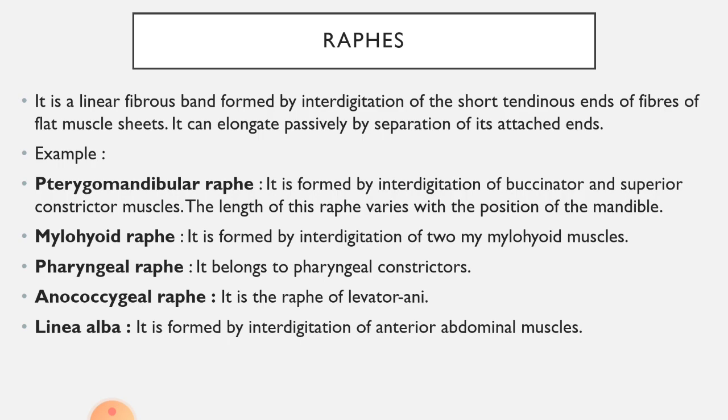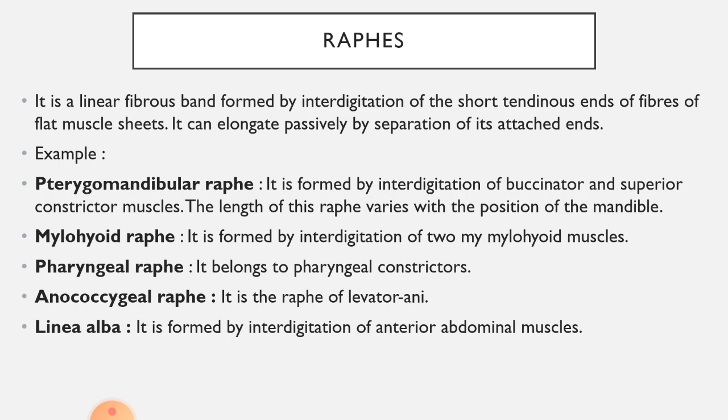Pharyngeal raphe, it belongs to the pharyngeal constrictors. What does it mean? It means that the pharyngeal constrictor muscles, those muscles that cause the constriction of pharynx, form the pharyngeal raphe. So the pharyngeal raphe basically gives attachment, origin or insertion to the various pharyngeal constrictor muscles.